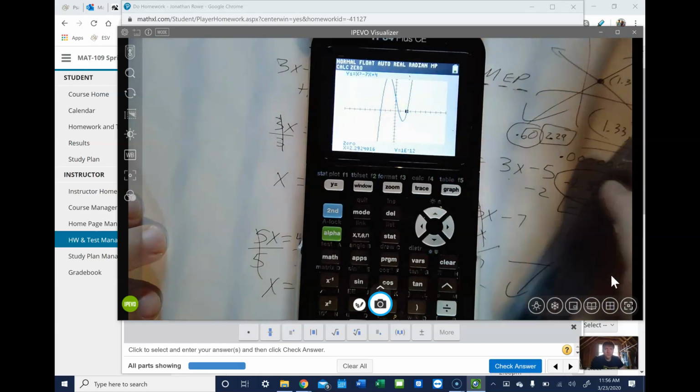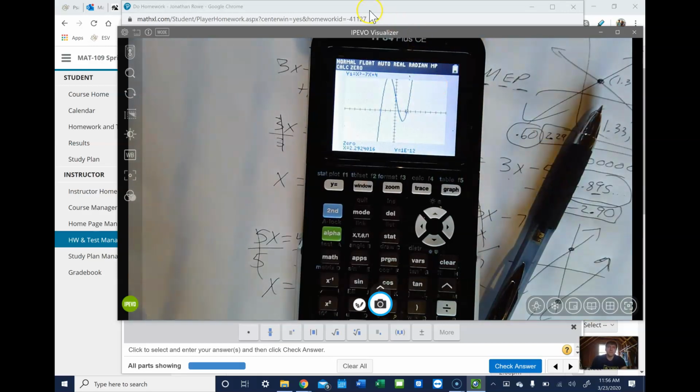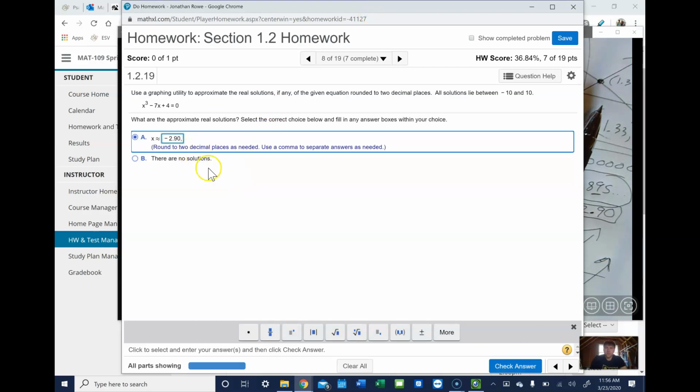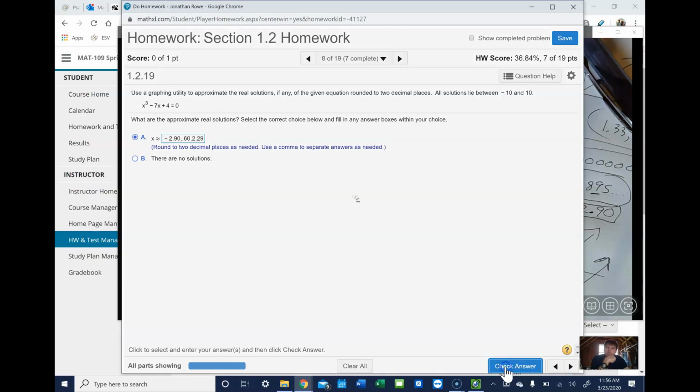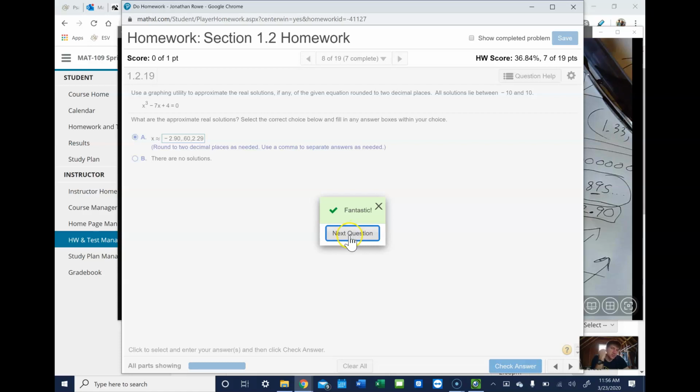Rounded to the nearest second decimal place. So let me put that in. So negative 2.9. 0.60, comma 2.29. Notice I have to put commas between them because it told me to separate those answers. It said use a comma to separate my answers, so I had to put a comma between them. If I didn't, it's going to mark it wrong. And we got the coveted green check mark.